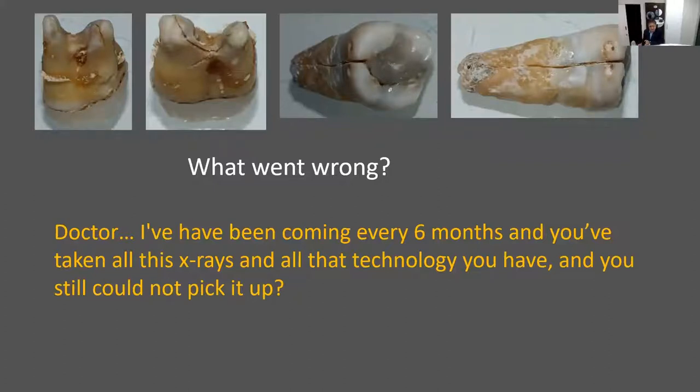Doctor, I've been coming every 6 months and you've taken all these x-rays and all that technology you have, you still cannot pick it up. Maybe you want to comment on this? Interesting.